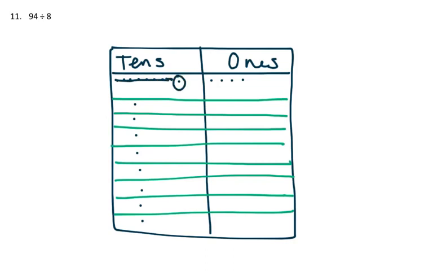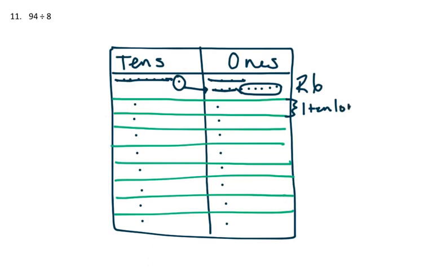I have one remaining 10 that I'm decomposing into 10 ones. 1, 2, 3, 4, 5, 6, 7, 8, 9, 10. So again, I'm going to go 1, 2, 3, 4, 5, 6, 7, 8, 9, 10, 11, 12, 13, 14. So I won't have enough for another group, but I did use 8 of them. So 1, 2, 3, 4, 5, 6, 7, 8. And if I look at my remainder, I have a remainder of 6. And if I'm looking at the row, I have 1 ten and 1 one, which is equal to 11. And so our answer would be 11, remainder 6.